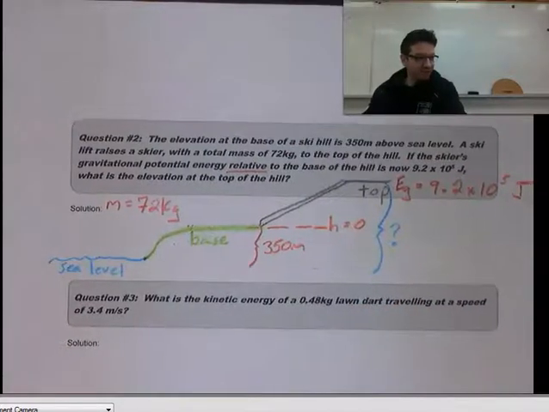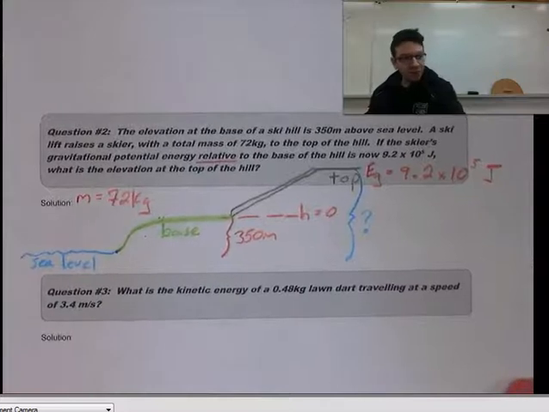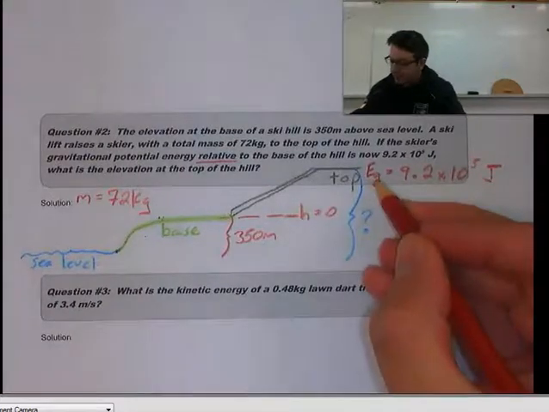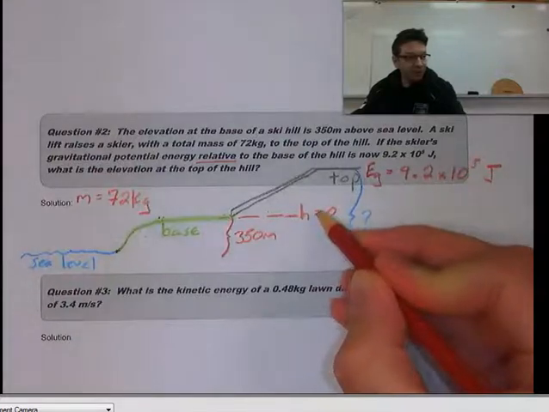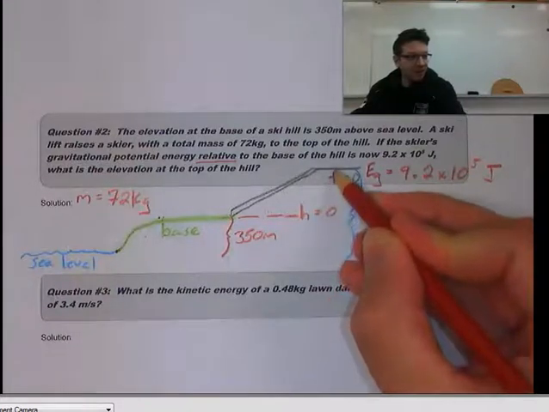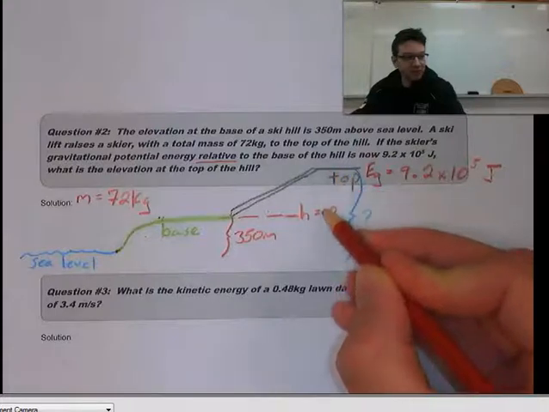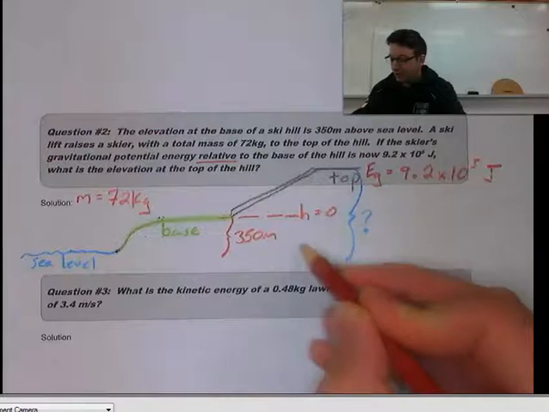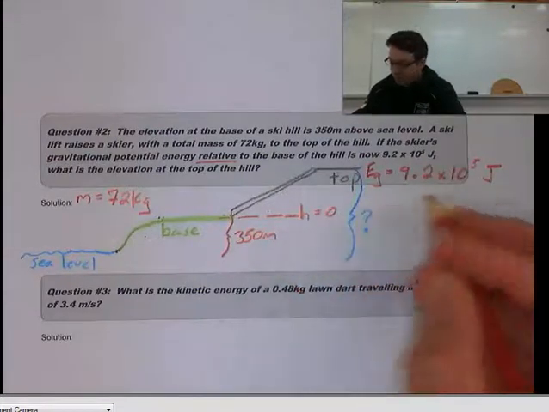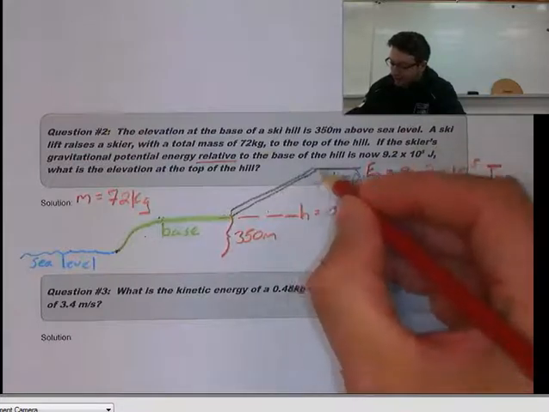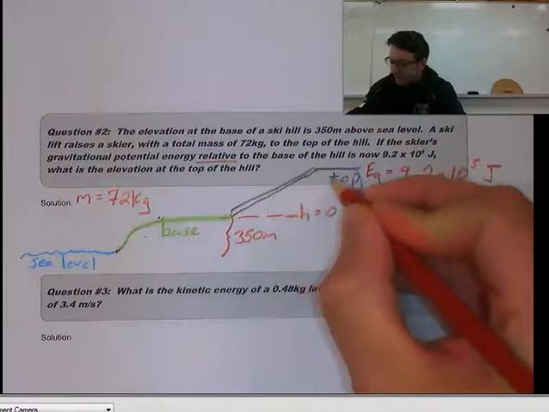So that's the question. What we're going to do is use our equation. Knowing how much energy there is relative to here, we can figure out how high the top of the hill is relative to the base. Then we can figure out the total by just adding 350 down to sea level. So let's start with trying to figure out what this is from the base to the top.